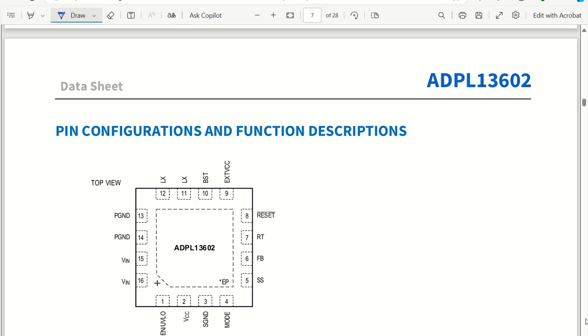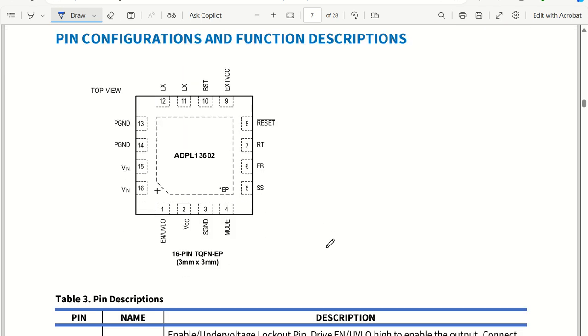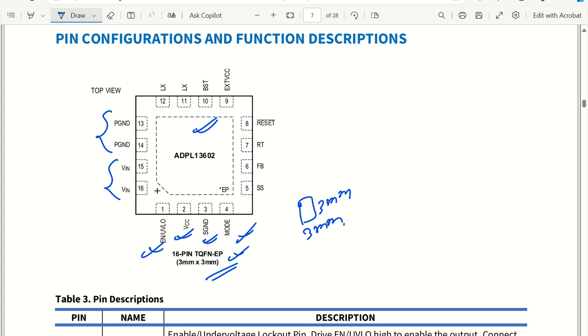Coming back to the next parameters, pin configuration. Okay, so this is very nice, a TQFN package with 16 pins of 3 mm cross 3 mm, just 3 mm width and 3 mm length. That is the IC size, and as you can see, we have two PGND pins, that is power ground pins. We have two input pins, that is input voltage supply pins. We have one enable pin. We have the VCC pin, which is going to have the internal regulator output. We have signal ground and we have the mode selection pin. Either you can connect it to high or low.